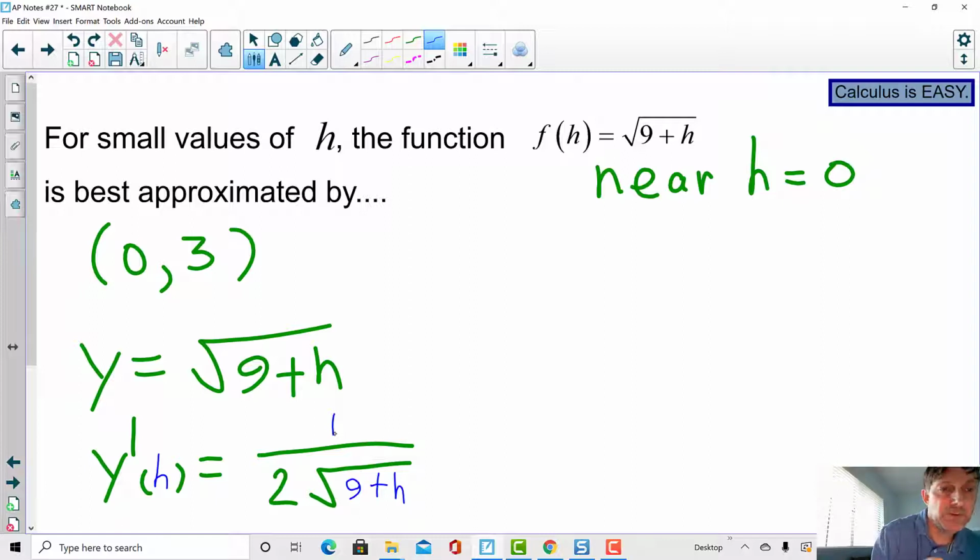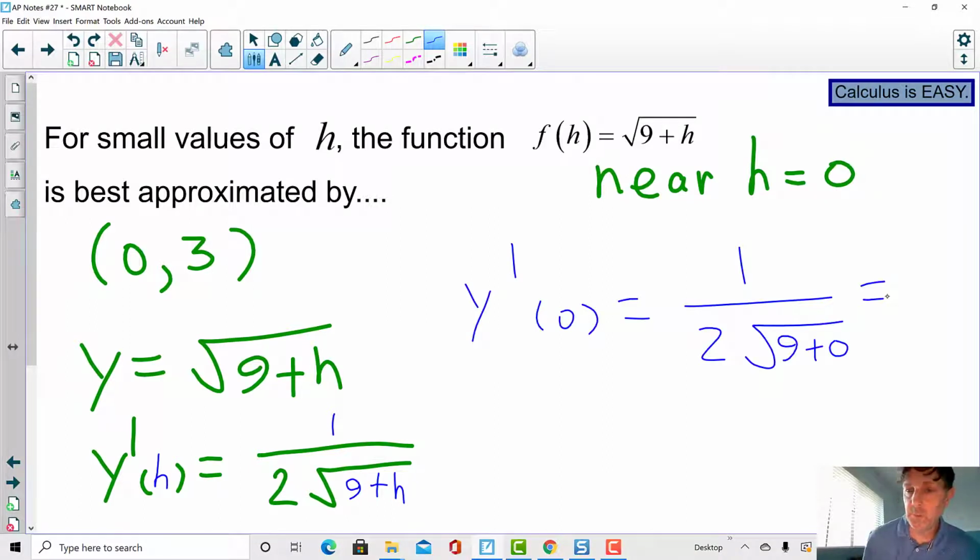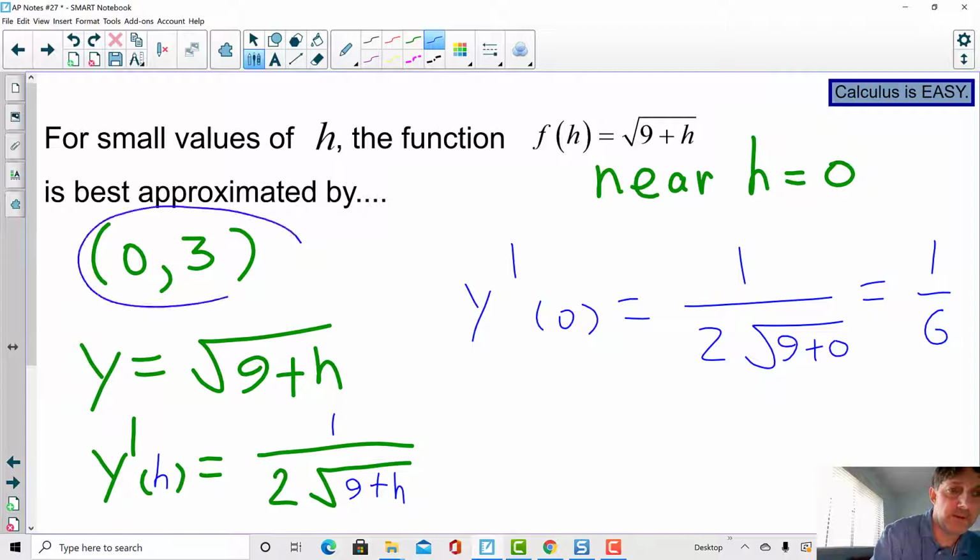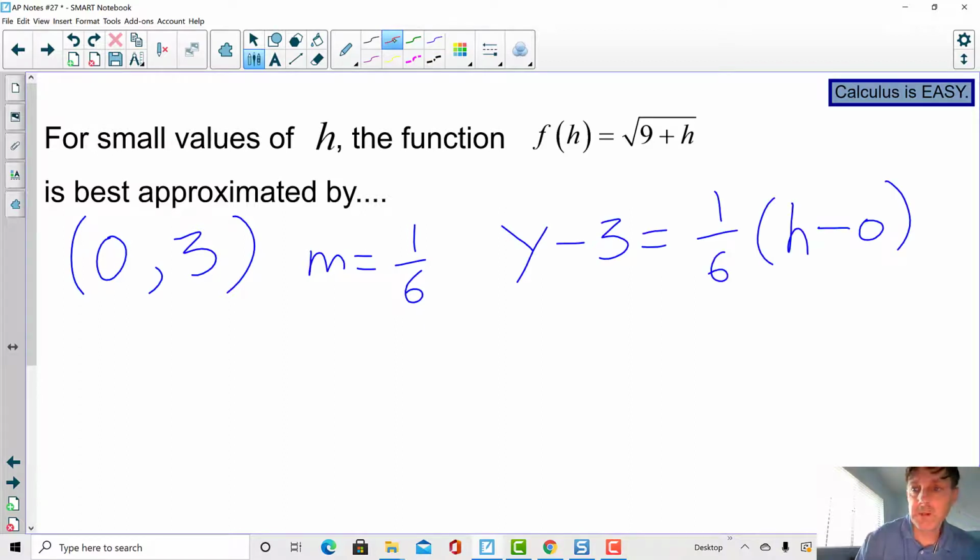But again, we're trying to do the equation of a line. We already have the point. So now we just need the slope. We just found the slope for any value of h. So when h is 0, we get 1 over 6. So our point is going to be (0, 3), and our slope is going to be 1 over 6. Equation of a line. Again, we normally have an x here, so don't get thrown off. Instead of an x, we're using an h.